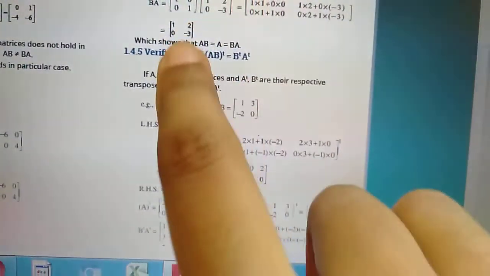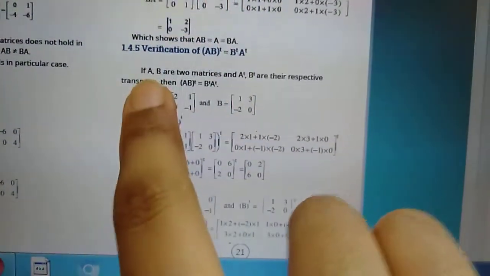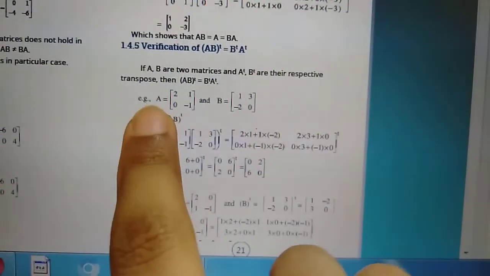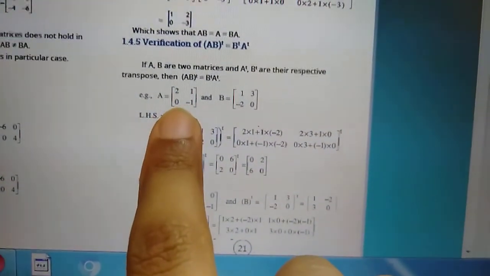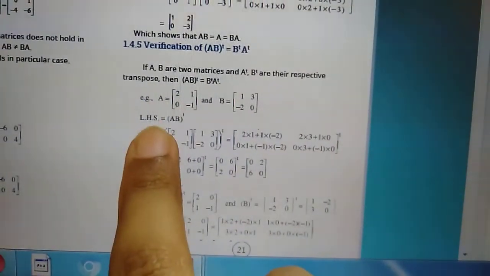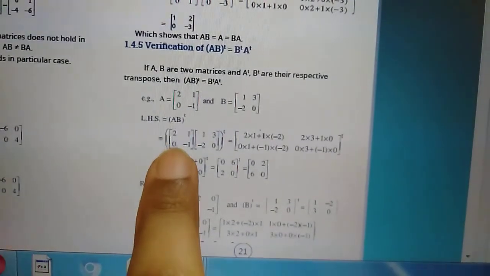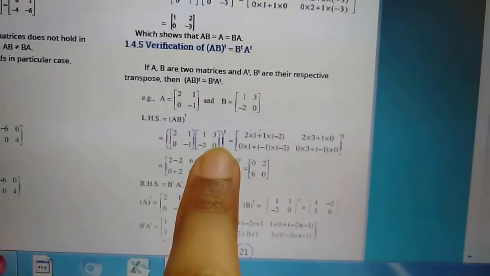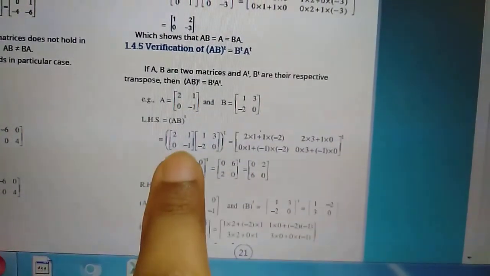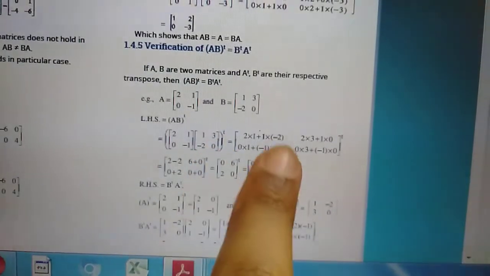Now we will do the verification of AB whole transpose is equal to B transpose A transpose. We have already done it in question number 6, part 1. I am explaining the example which is given in your book. This is your A, this is your B, this is your left hand side: AB whole transpose. So we will write matrix A here, then B matrix, then we will take the transpose of this whole matrix. You can find the multiplication first, then you can take the transpose too.